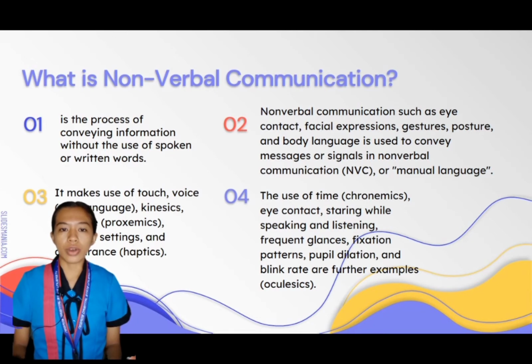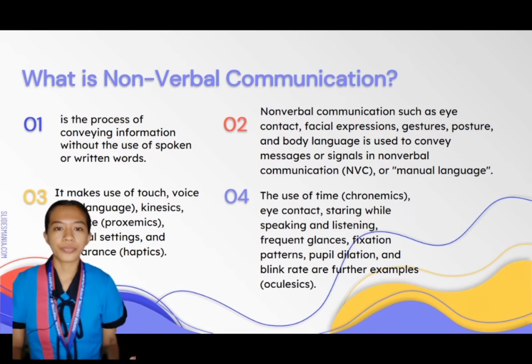It makes use of touch, voice or paralanguage, kinesics, distance or proxemics, physical settings, and appearance. The use of time or chronemics, eye contact, staring while speaking and listening, frequent glances, fixation patterns, pupil dilation, and blink rate are further examples of oculesics.